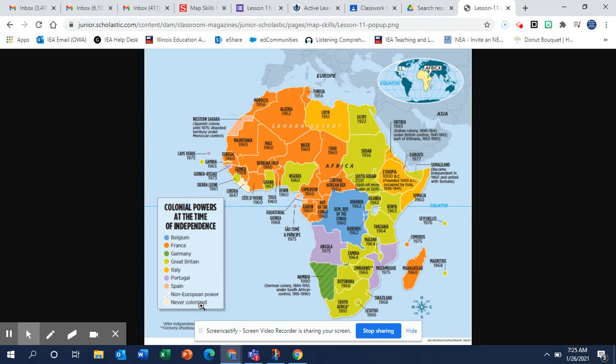Countries that were never colonized, you can see Liberia, for example. So take your time.